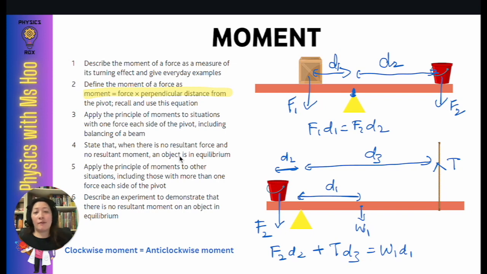You need to know that when we say an object is in equilibrium, there's no resultant force and no resultant moment. So that means the forces are balanced, there is zero net force, and there's no rotation, then the resultant moment is zero. You also need to be able to apply the principle of moments to other situations, including those with more than one force on each side of the pivot, as shown over here in the second diagram. And you need to be able to describe an experiment to demonstrate there is no resultant moment on an object in equilibrium. So that one is under the moment experiment.